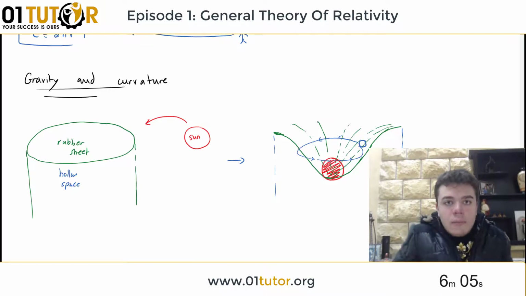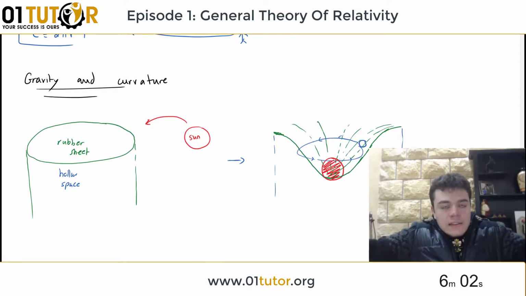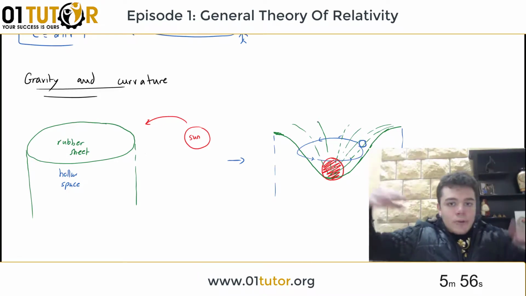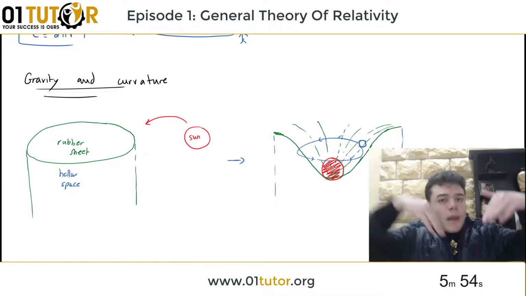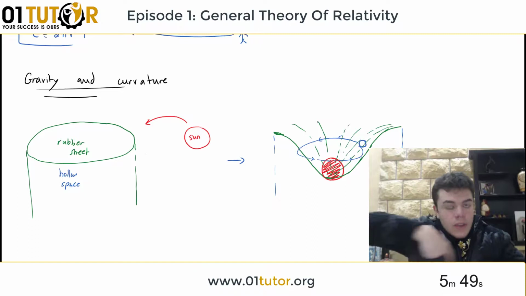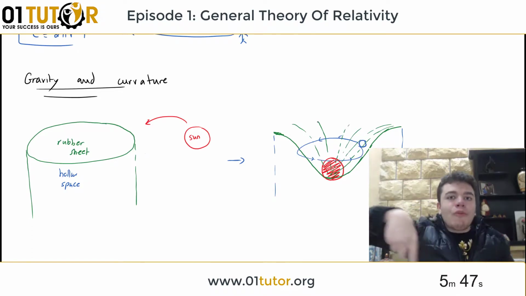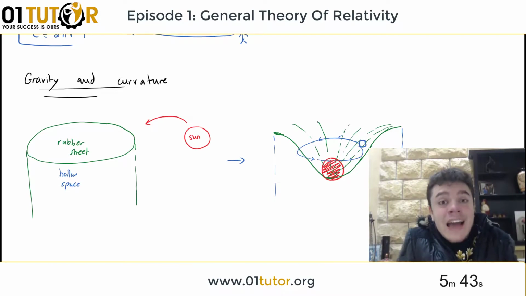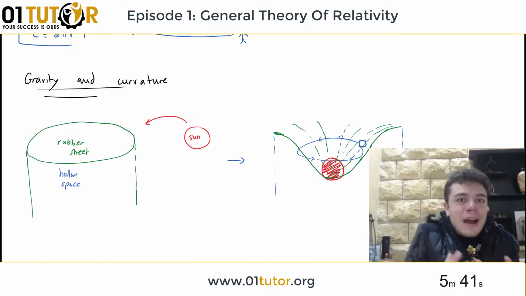Look at the rubber sheet. It was flat. Let's consider this to be the universe or the space. It was flat. You get a ball with a very high mass, you put it on the rubber sheet. The rubber sheet is going to deform like this, creating orbits. If you get the earth and you slide it along the rubber sheet, you are going to have orbits around the sun. And this is how curvature is related to gravity.